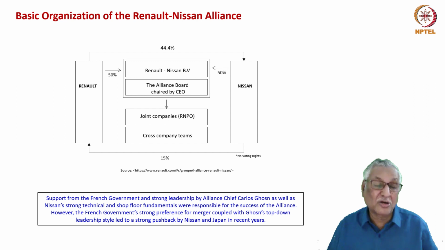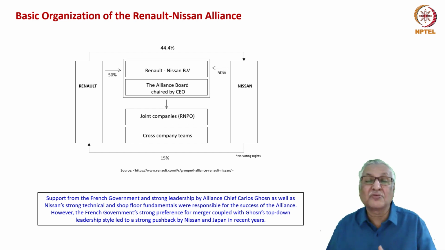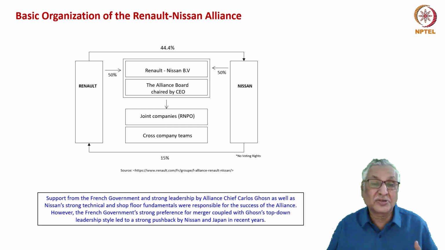Renault had strong cash balances and is a government-backed company, therefore it was in a position to provide support to any ailing car maker, as Nissan was at that point of time. But it cannot be just loose investment. Therefore, they decided to create a Renault-Nissan BV company, and it will have an alliance board which is chaired by the CEO.